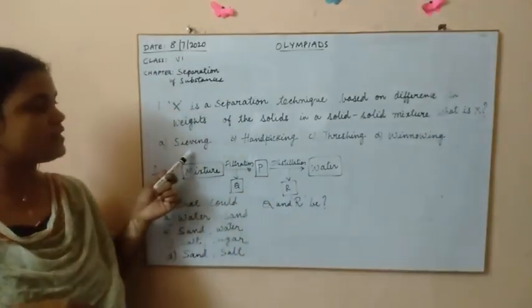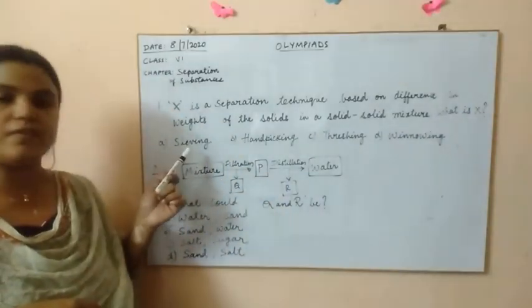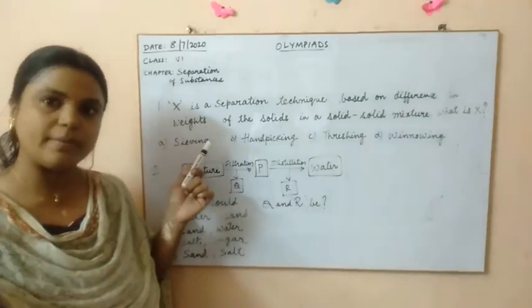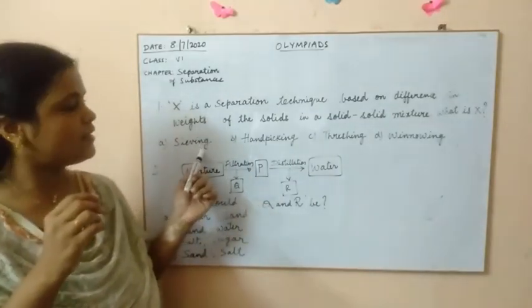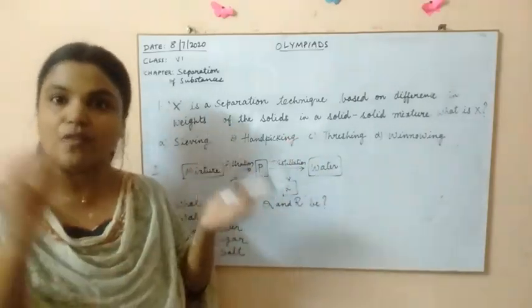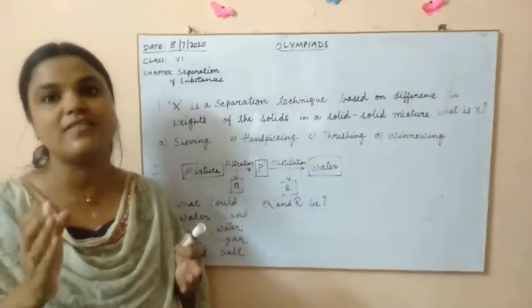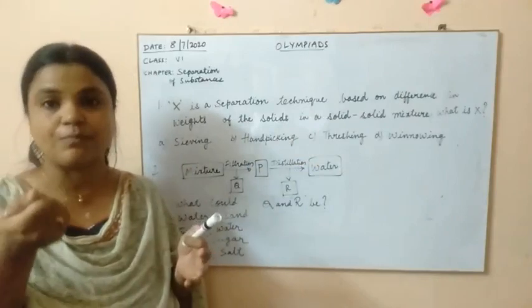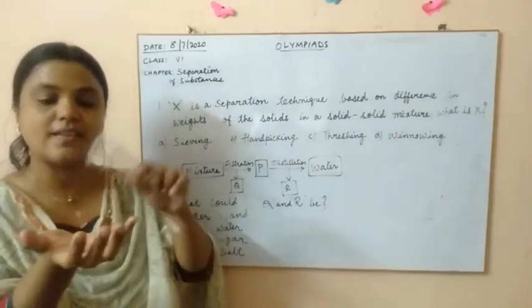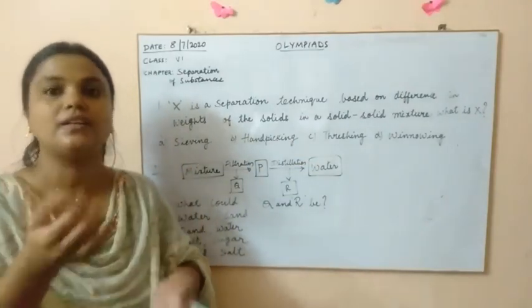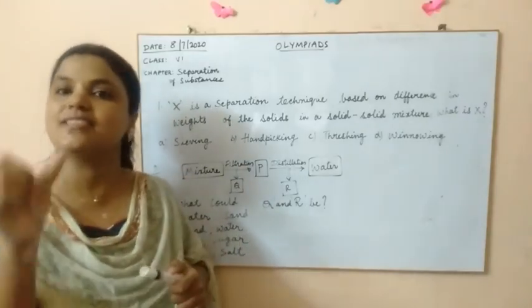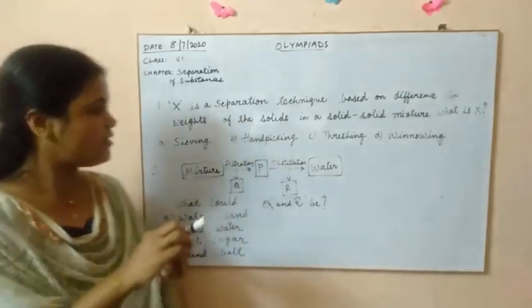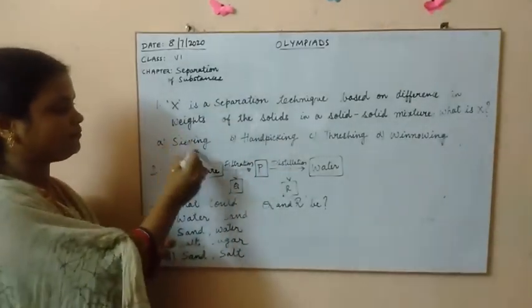The first option is sieving. So in sieving, what do we do? Tell me, what is the principle behind sieving? This is mainly based on the difference in weights or sizes. Sieving is based on sizes, isn't it? So larger particles stay inside the sieve only, and the smaller particles pass through the holes of the sieve. So their criteria is difference in the sizes, not in the weights. So this option is wrong.